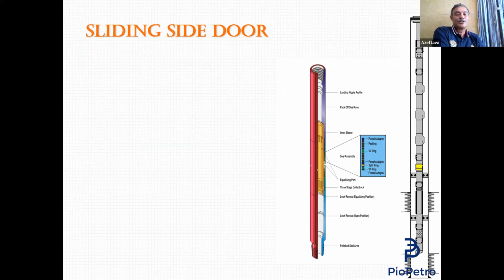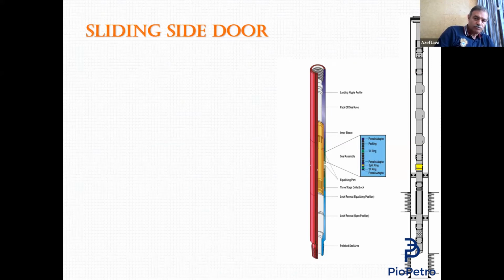That's why we put the SSD one joint above the packer. One joint means 30 feet above the packer. So even if scales and debris accumulate on top of the packer, you still have space. The SSD is still away, and you can open and close it. So remember, we put it one joint above the packer.